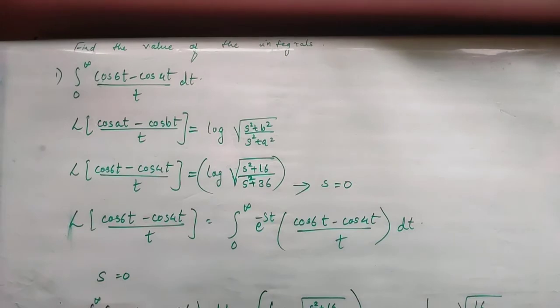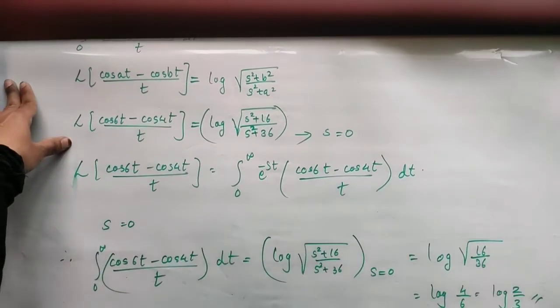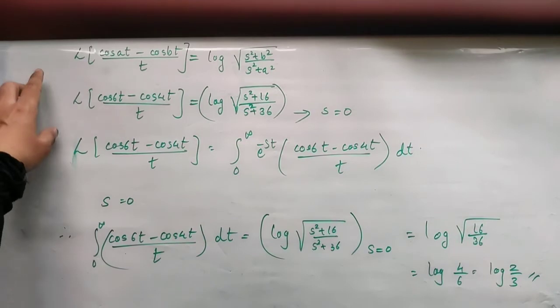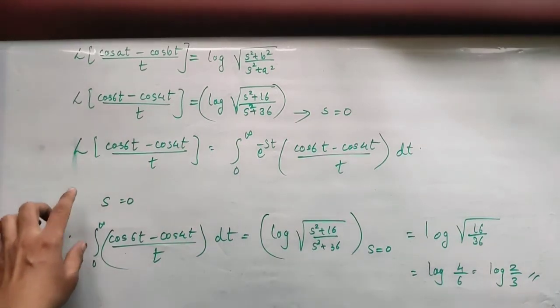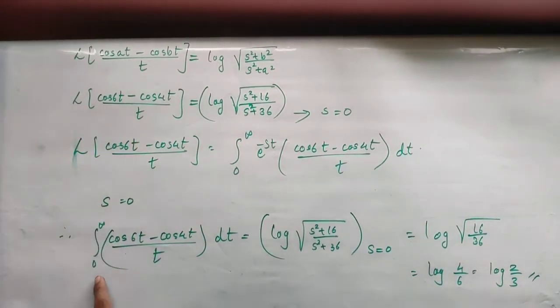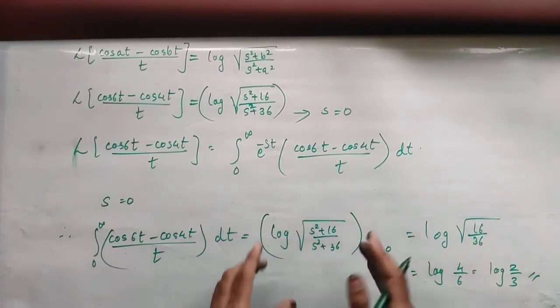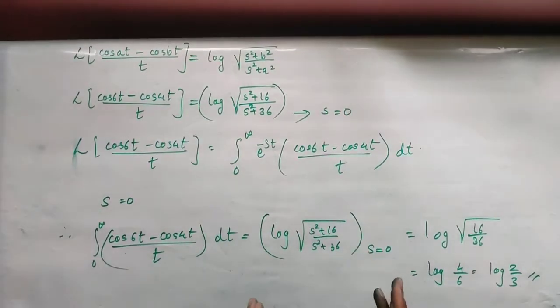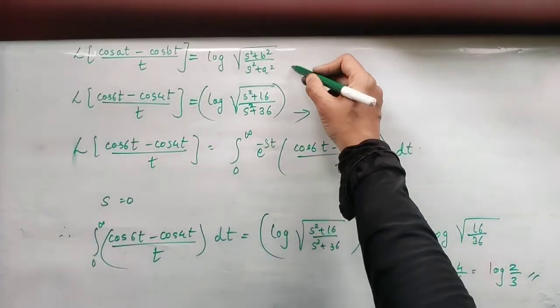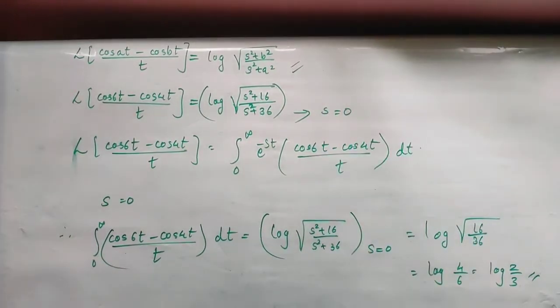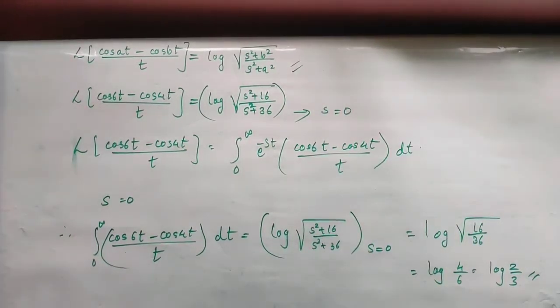The value of the integration from 0 to infinity of (cos 6t minus cos 4t) divided by t dt should be equal to what? The same Laplace transform, but in that you have to put s equal to 0. If you put s equal to 0, this is what you get. This is how you solve this type of problem. Let us continue with one more problem on this.